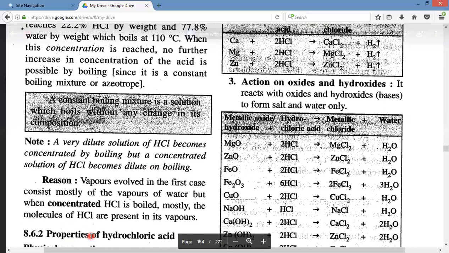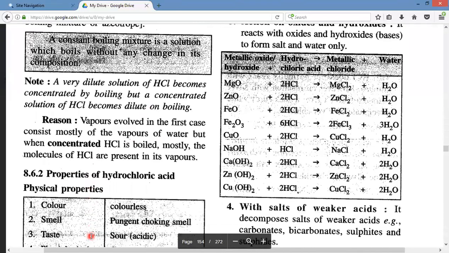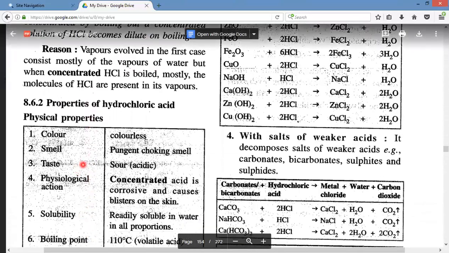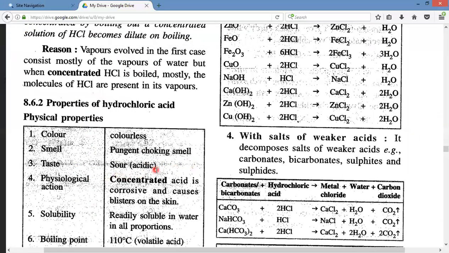In the first case the vapor of the water is going up, and in the second case the molecules of HCl are going up. Now the properties of hydrochloric acid: color, colorless; smell, pungent choking smell as we have already done; taste, it's sour or acidic in nature; turns blue litmus red.